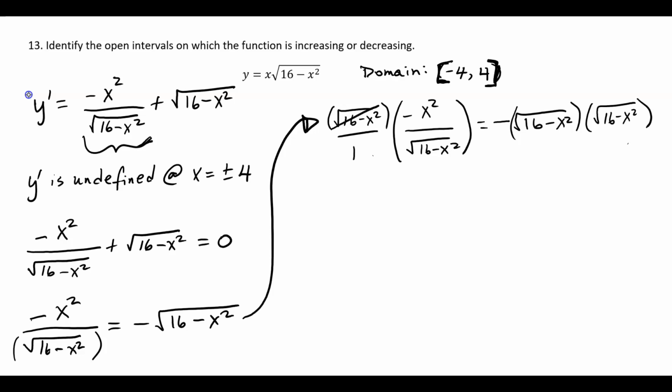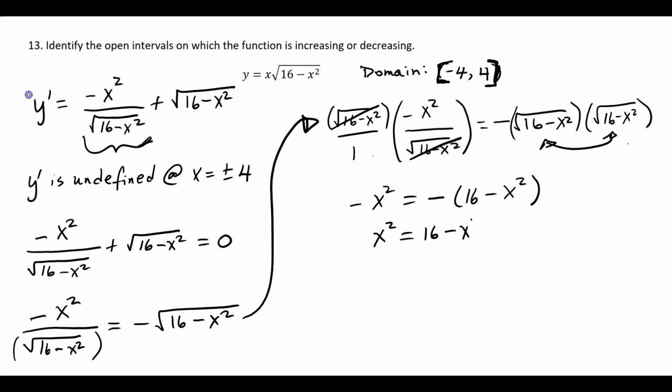My denominator cancels out on the left side. I'm left with negative x squared equals, when I multiply these two together, my radicals cancel. I have negative 16 minus x squared. Here, I can just divide both sides by negative 1. I end up with x squared equals 16 minus x squared.